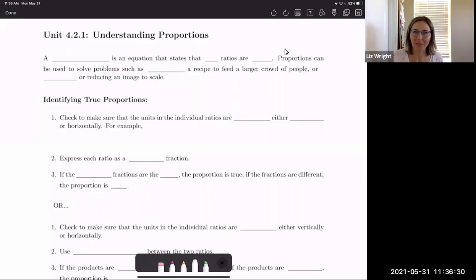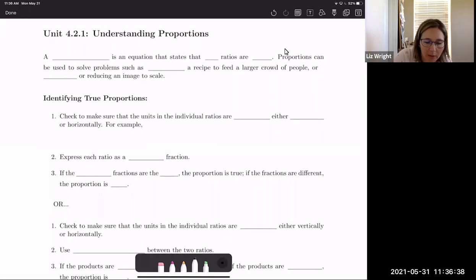Hi, everybody. In this video, we're going to be talking about Unit 4.2.1, which is understanding proportions. So like normal, we are going to start first with our definition. A true proportion is an equation that states that two ratios are equal.